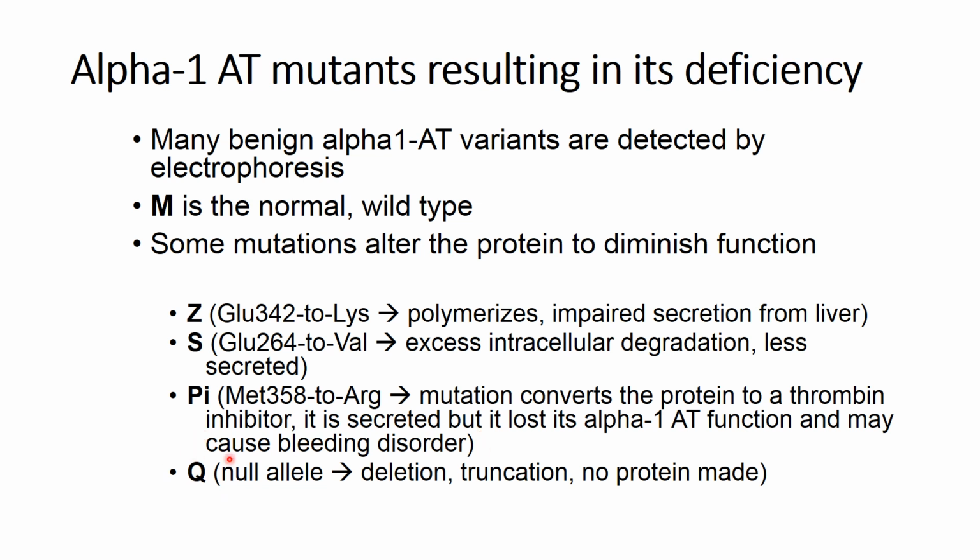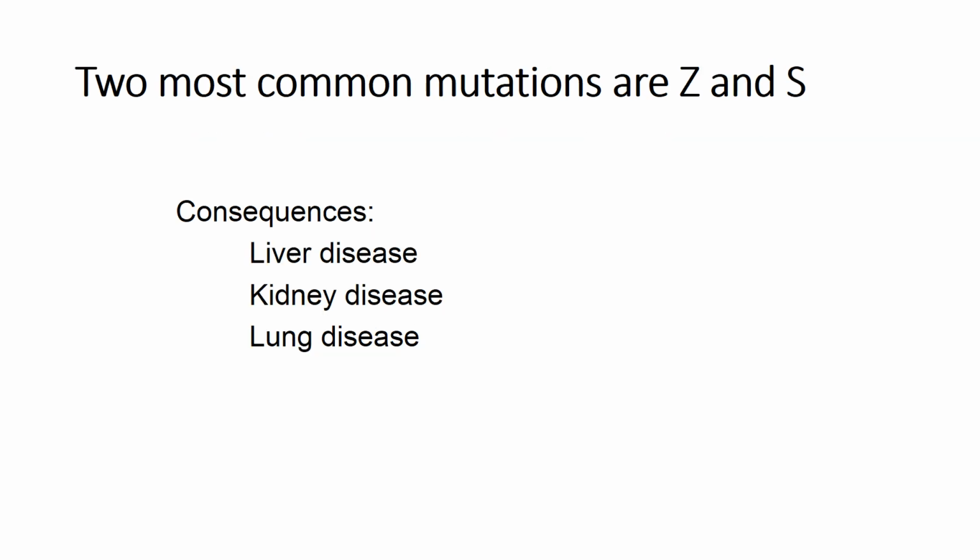And finally, Q is the null allele, which means that there is a big deletion in the gene. There is a truncated protein that is synthesized, or actually this protein cannot be synthesized because of the deletion, or it is right away eliminated by the system. Two of the most common mutations are Z and S. Consequences are liver disease, kidney disease, lung disease. So let's see how it is developed.